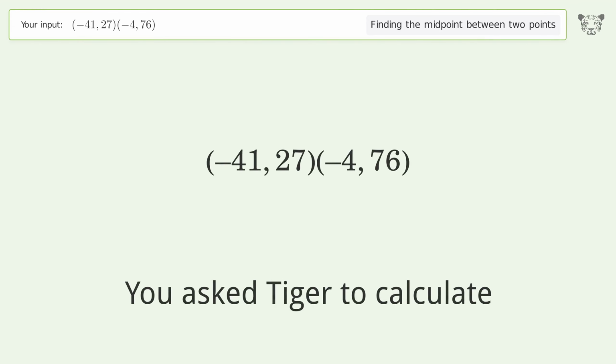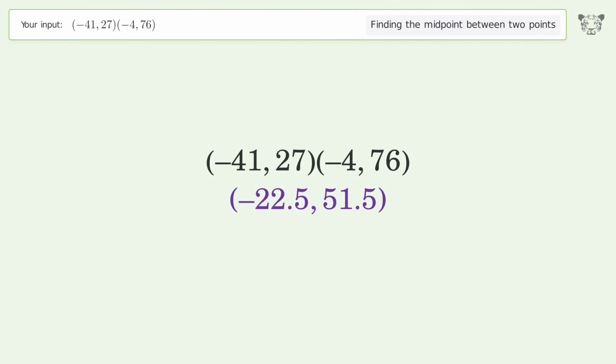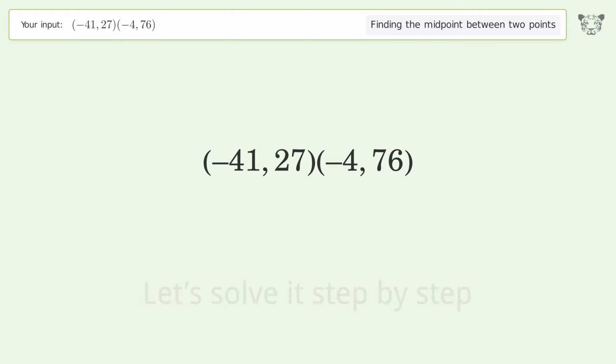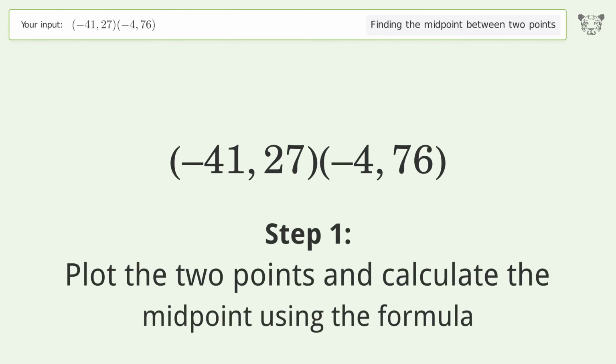You ask Tiger to calculate. This deals with finding the midpoint between 2 points. The midpoint between the 2 points is negative 22.5, 51.5. Let's solve it step by step. Plot the 2 points and calculate the midpoint using the formula.